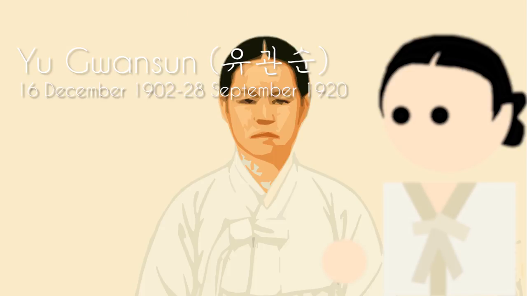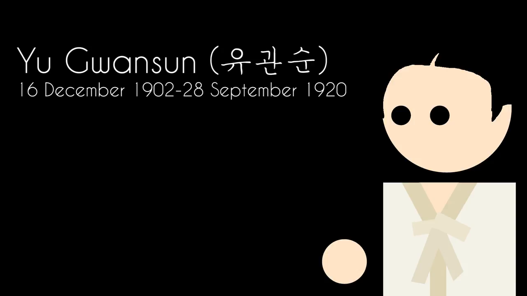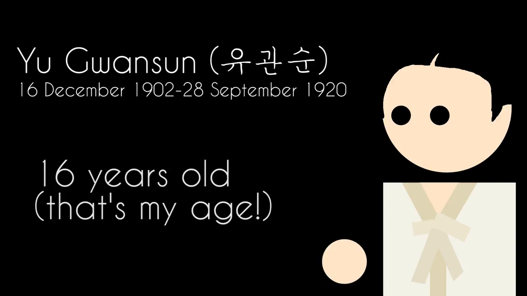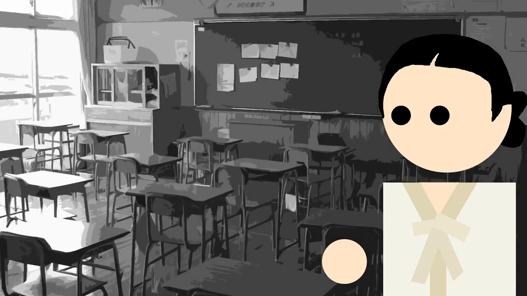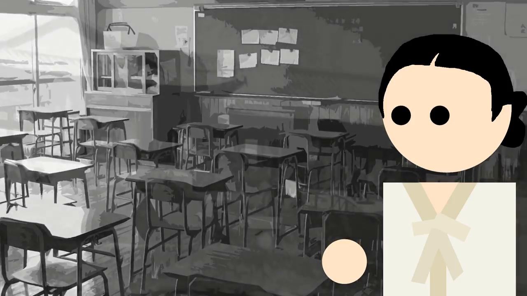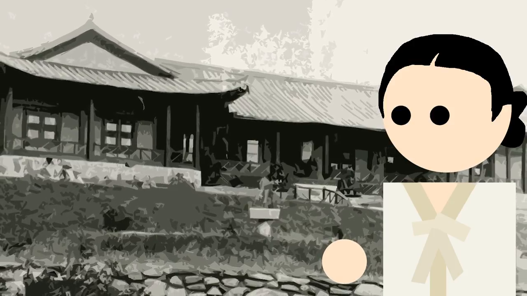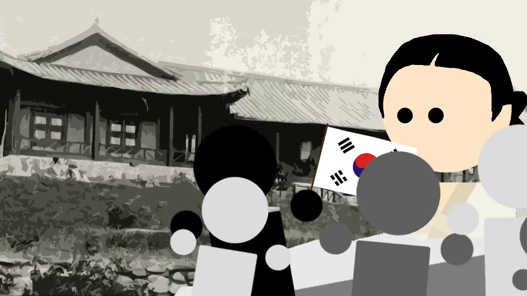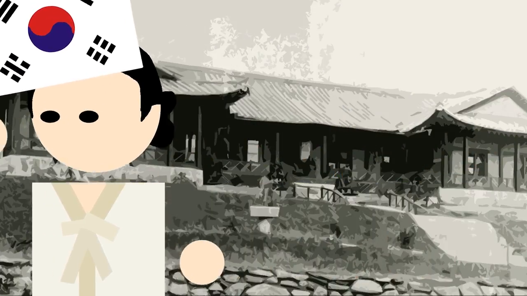When talking about the March 1st movement, traditional Korean historiography dictates that we talk about Yu Gwansun, who has become the face of anti-Japan student activism. At the time of the March 1st protests, Yu was just 16 years old. And just like me, Yu was a student. At the time, she was attending the Ewha School, a modern school for Methodist Christian girls away from home in Seoul. When the protests erupted in Seoul on March 1st, 1919, she went out to the streets to join them.